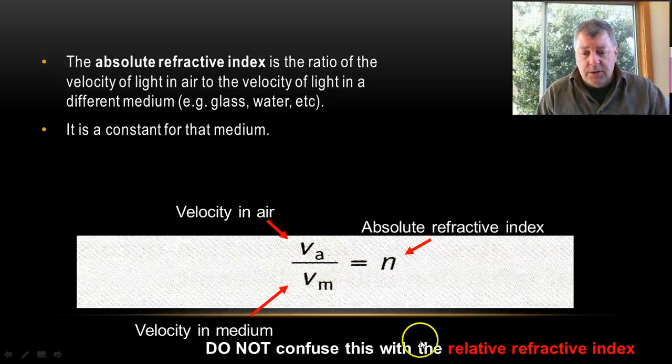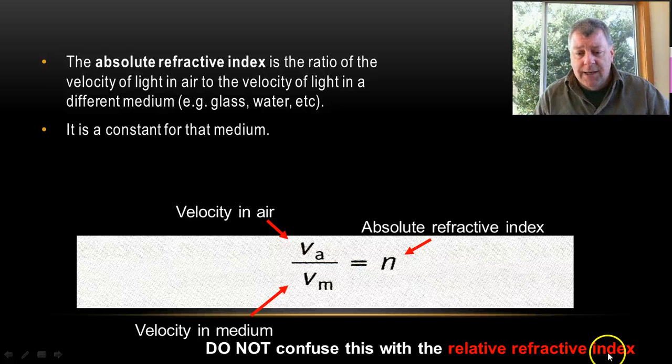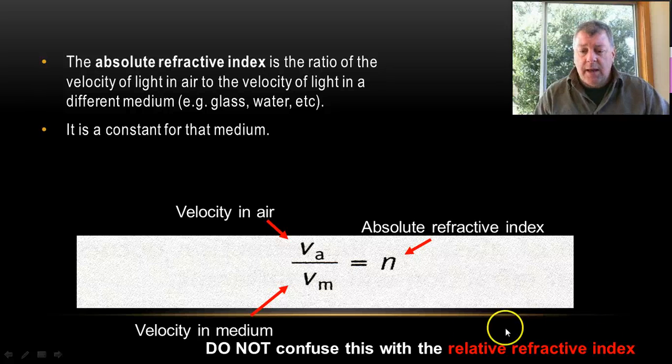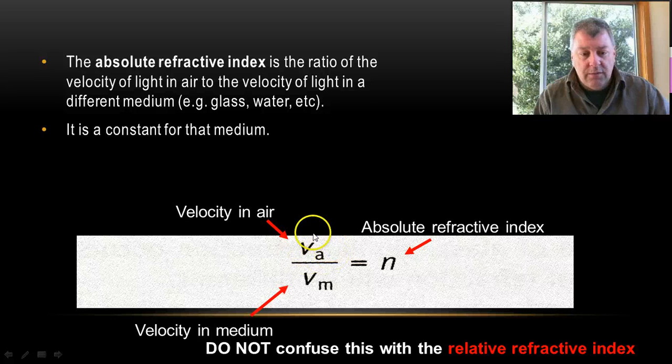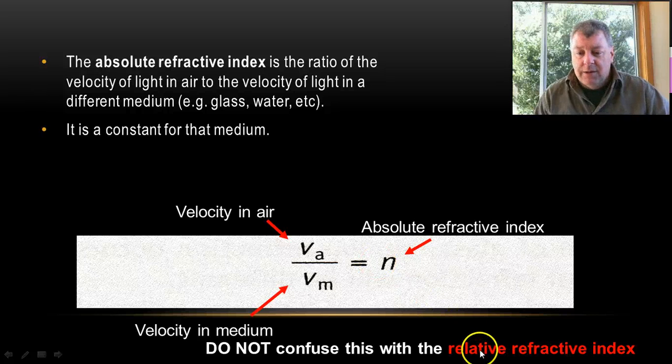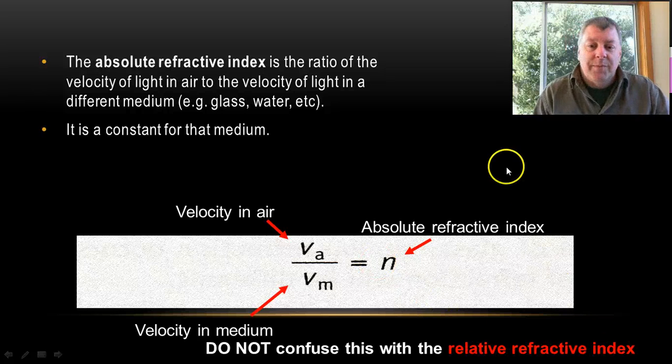Do not confuse this with the relative refractive index. Now, the relative refractive index is something that we calculate for every interface, and so that's different from the absolute refractive index, which is always relative to air. Now, we use the absolute refractive indices to calculate the relative refractive indices, and we'll get to that shortly.